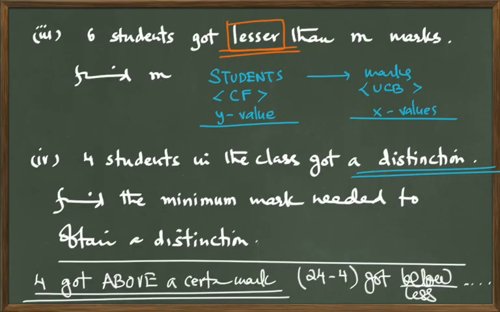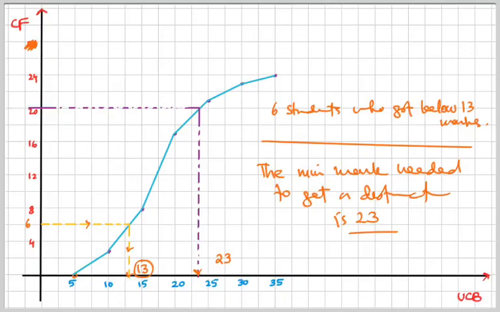When we are reading from the vertical axis to the horizontal axis, from CF to upper class boundary, in this scenario, from students to marks, what do we do? 6 students got lesser than n marks, so go to 6 and read off the value. That came out to be 13.